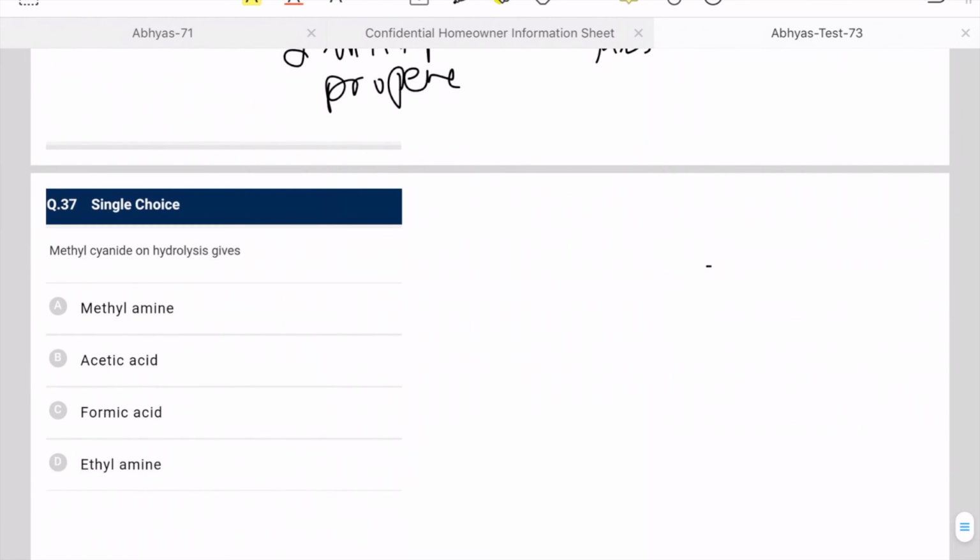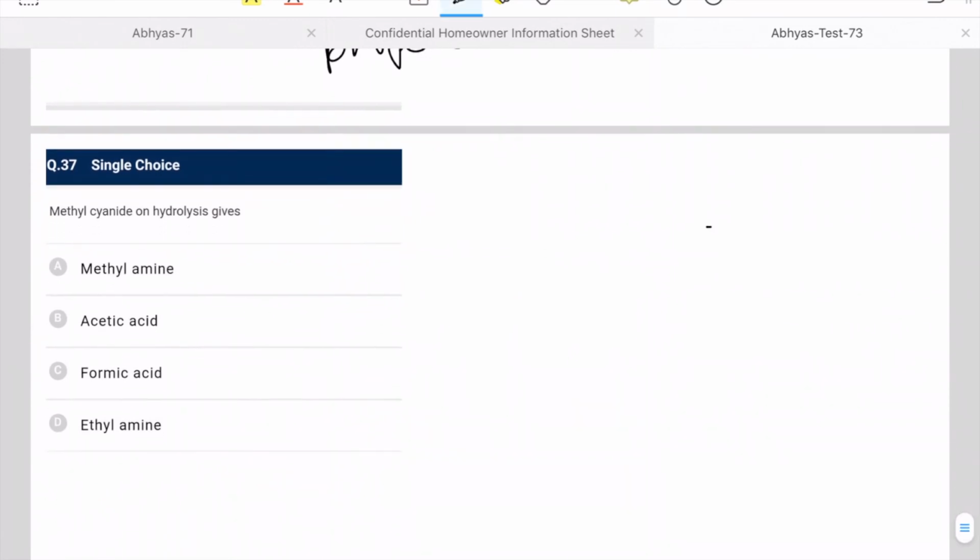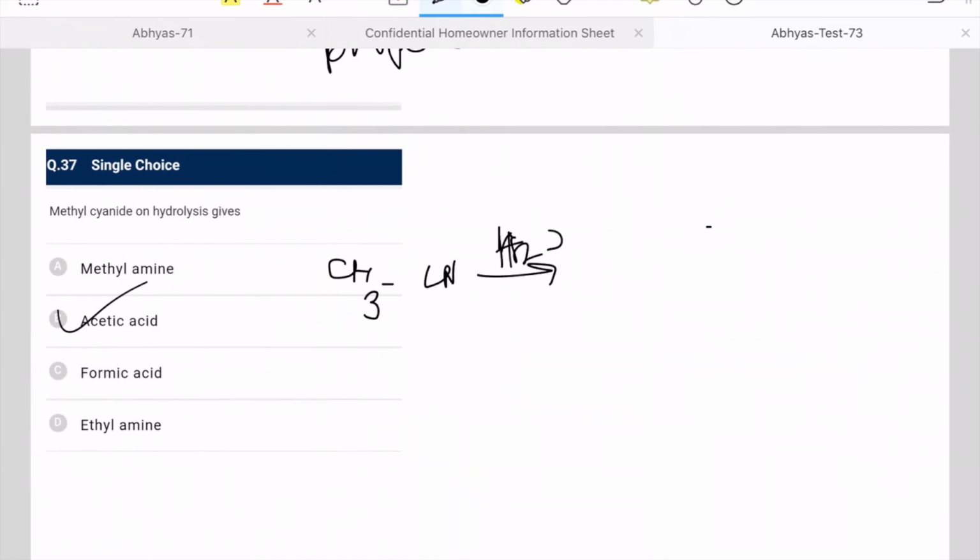Methyl cyanide on hydrolysis gives. This is the easiest question actually. Acetic acid it will be giving. So methyl cyanide, we can write down like this, and on hydrolysis our cyanide will be converted into acid. So acetic acid will be coming.